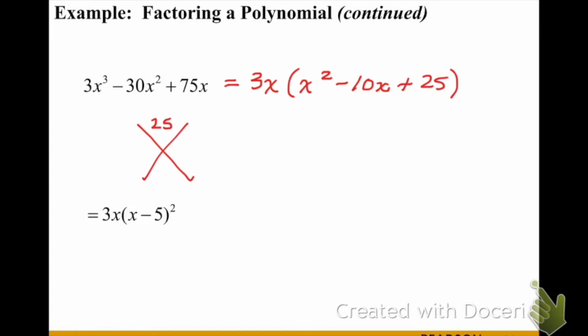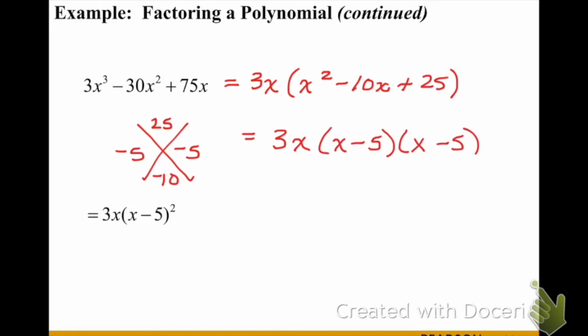Notice here our C value is 25, our B value is negative 10, and so we need two numbers that will multiply to 25 but add to negative 10. In this case, that would be negative 5 and negative 5. And so we can go ahead and split that trinomial into the two factors, x minus 5 and x minus 5. Or we can rewrite that as 3x times x minus 5 squared, which is the given answer.